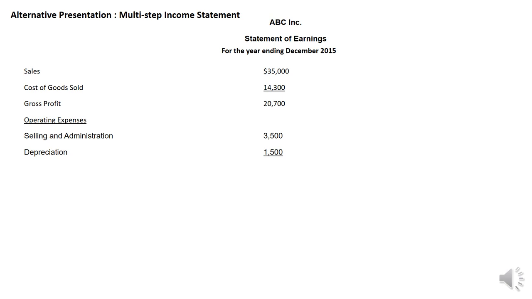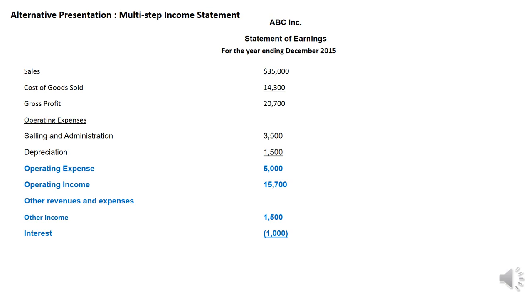Now there is an alternative presentation for the income statement if you want to do the multi-step income statement. So we still have gross profit here, but we don't show interest at the top. We show it later. We show our operating expenses, and then we get a total for operating expenses and operating income. And then we show our other revenues and expenses, or sometimes it's called non-operating income. We would show our other income and our interest, and then we would show income before tax, income tax, and then income after tax.